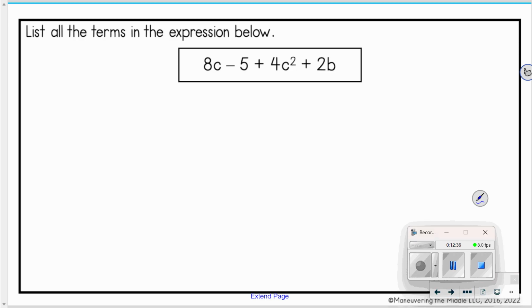Okay, so one thing I noticed when I was walking around, what's the first thing it says here? List all the terms used. So you should have listed all of your terms, first off, not just circled them, as some did. So what terms did you see in this first problem? 8c, 4c squared, 2b, and 5. And then 5's the constant. But 5's the term. Yeah, it would still be a term.